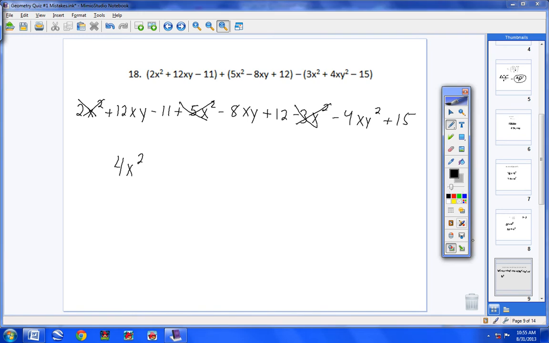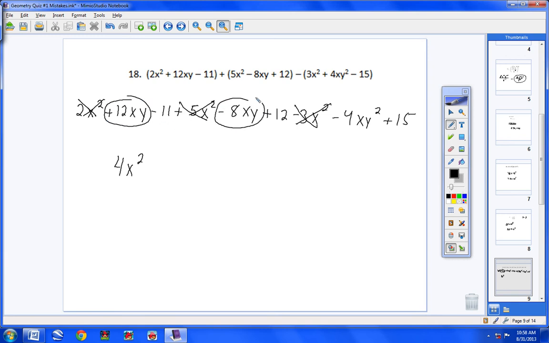Look at our next term. All right, our next term here is 12xy. Any other xy terms? Here's one. And here's, no, I almost said this was 1. It's not because it's y squared, so that would have been a mistake. Okay, I see 2 xy terms. Positive 12, negative 8. That's going to be a positive 4xy. Done with that term, done with that term.